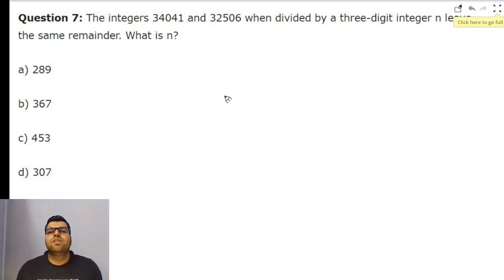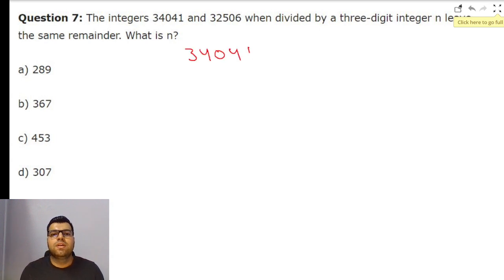Okay, so now this question has a nice variety. Let's see. 34041 and 32506, when divided by a 3-digit number n, leave the same remainder. So here in this question, I will be using that long form: dividend is equal to divisor into quotient plus remainder. So how will I use it? Simple.